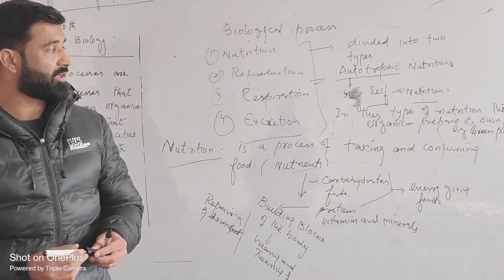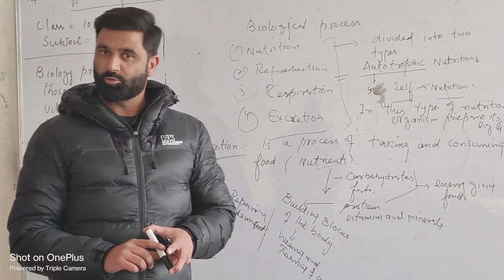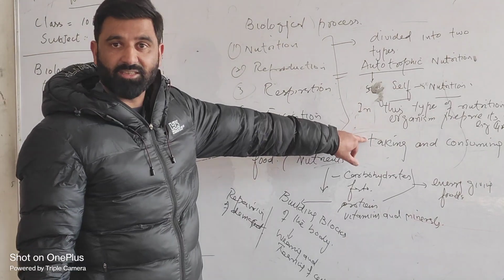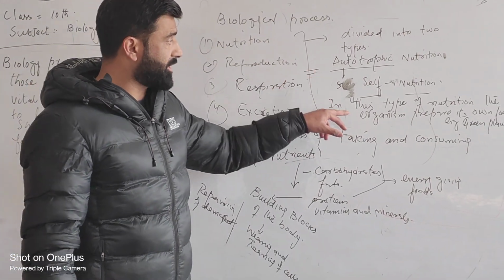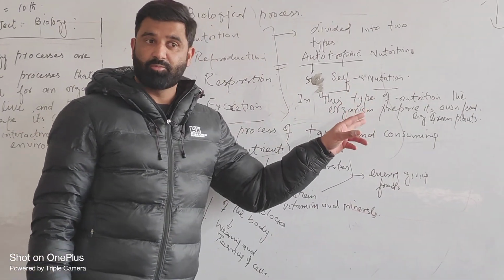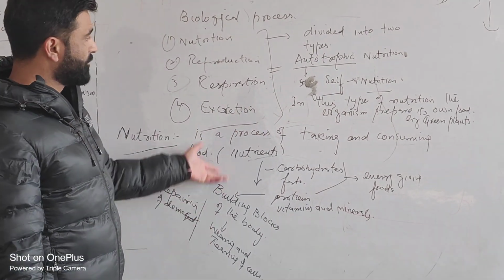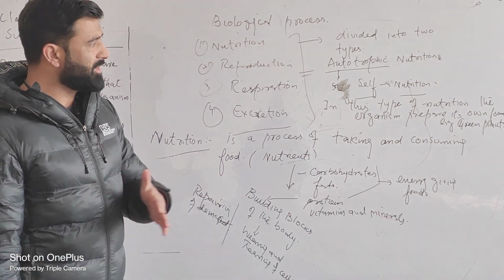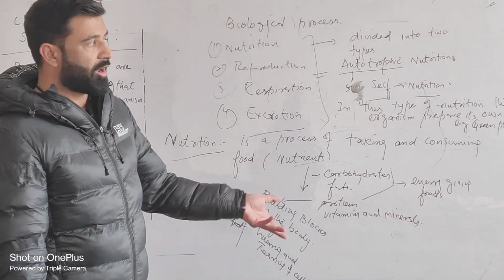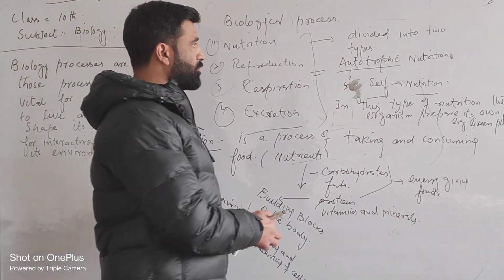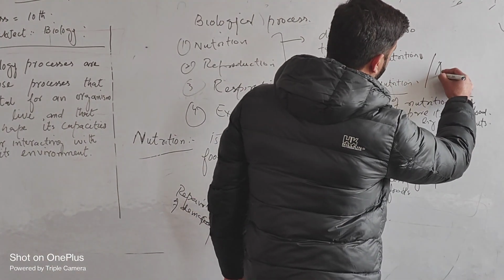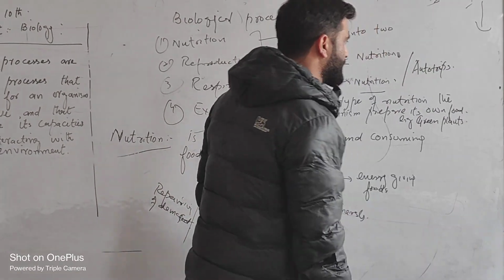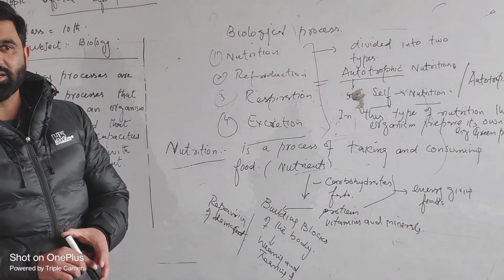Now the green plants are called the autotrophs. Autotrophic nutrition is that type of nutrition in which the organisms prepare their own food. This type of nutrition is called autotrophic nutrition, and the organisms are called the autotrophs.